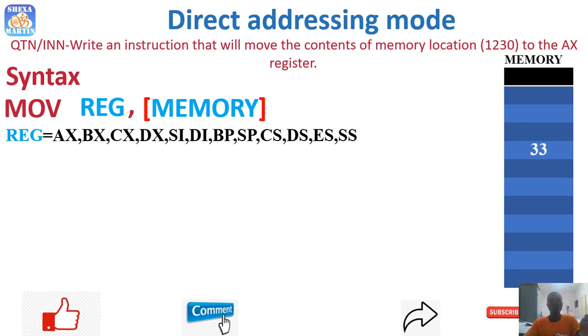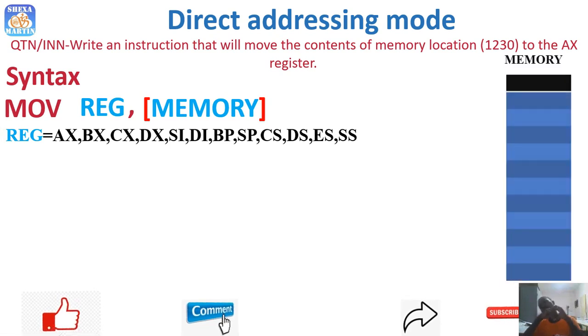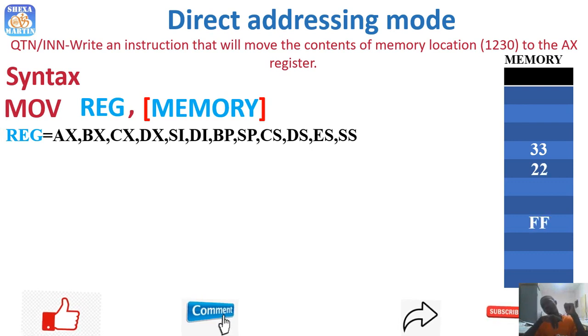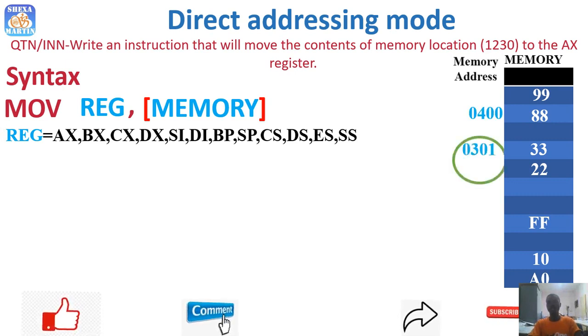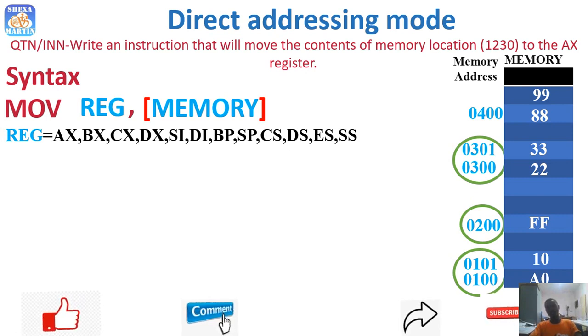Right, let's assume that we have our memory as being shown here to our right, and these are the byte locations. You see, we have these values, and these are the memory addresses. 88 is residing at address 0400, and 33 is at 0301, 0300 has 22, FF is residing at address 0200, 0101 has 10, and 0100 has 80.